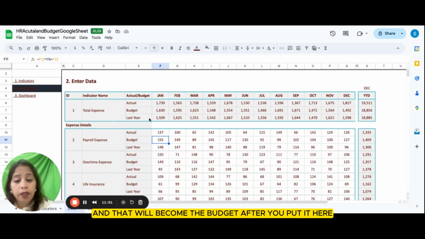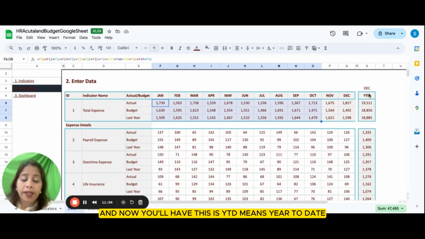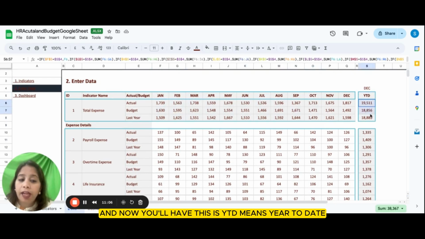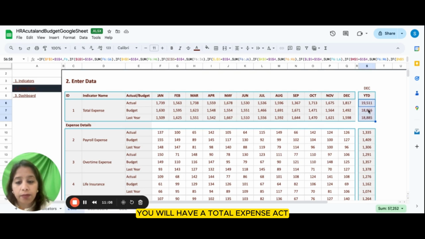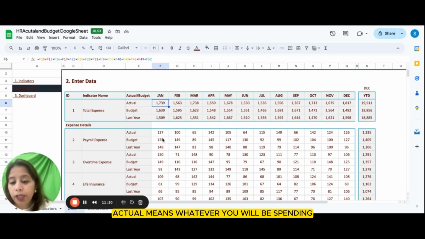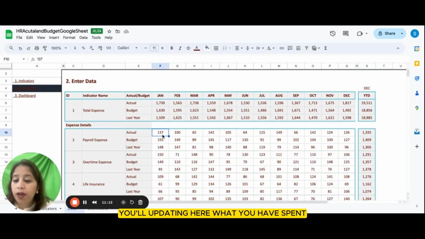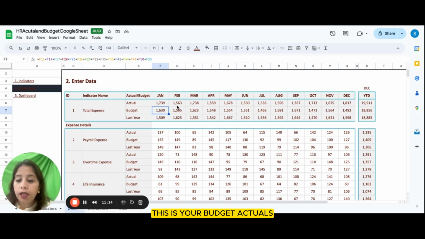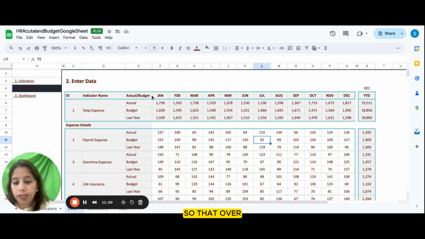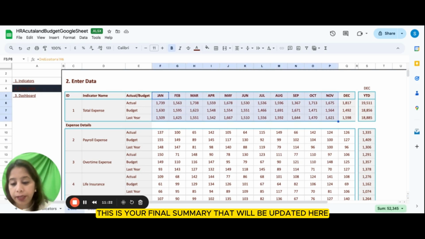Put it here, and now you'll have this YTD, which means year to date. You will have a total expense. Actual means whatever you are spending, you'll update here. What you have spent, and this is your budget. Actuals, whatever you spend, you will update month on month, so that this final summary is updated here.